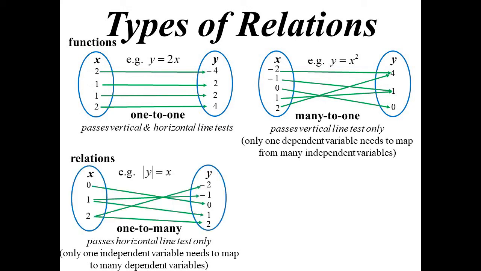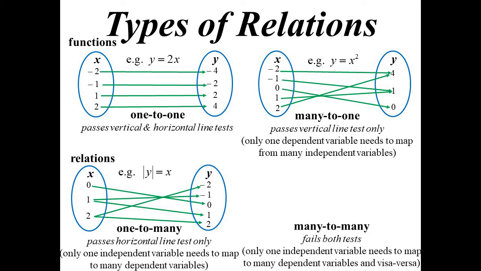So you can see the reverse is happening. See over here at number 1, there are 2 coming from it, that's fine. But if we look at our answers over here in y, there is only one arrow going to each number. So it's the reverse. And the example I put there is an interesting one. The absolute value of y is equal to x would create that sort of relation.